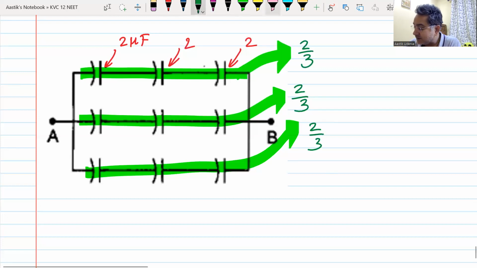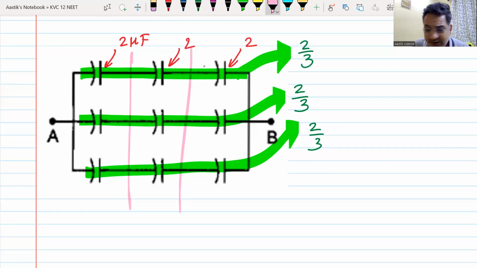Then all of these are in parallel. So 2 by 3 plus 2 by 3 plus 2 by 3. And my final answer will be how much? 2 microfarads.